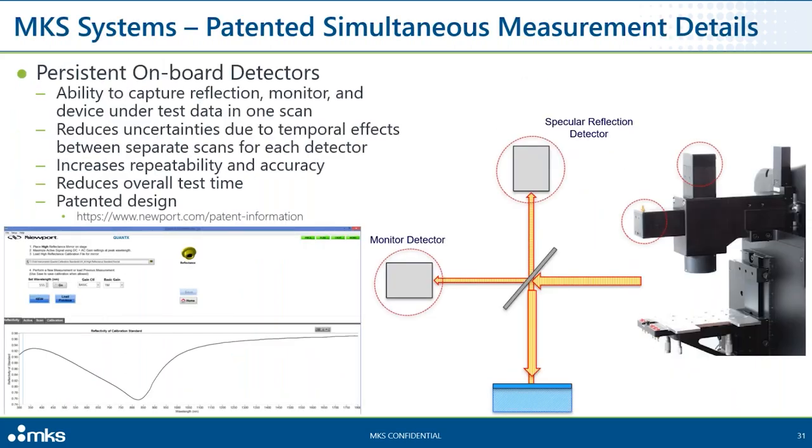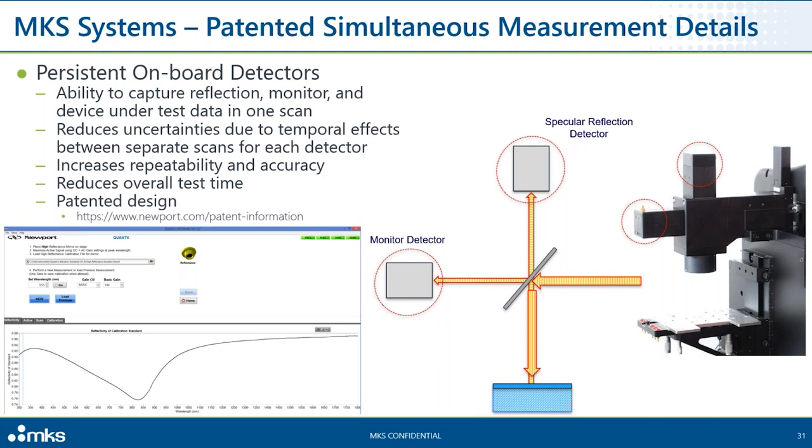Okay, now we're going to go a bit into the patents we have for this system. So as we mentioned, the Quantex 300 and IQE200B have two persistent onboard detectors. And what these are, it's our patented design. And as Dave mentioned, it captures the reflection, the monitor and your device under test all in one scan, which reduces those uncertainties due to the temporal changes in light paths.